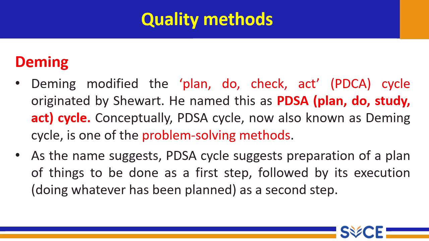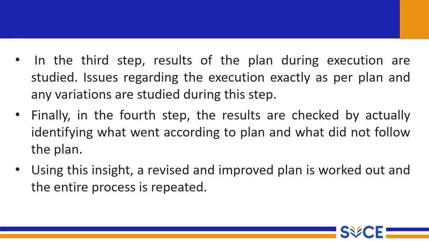As the name suggests, the PDSA cycle suggests the preparation of the plan of things to be done as a first step, followed by its execution, doing whatever has been planned, as a second step. In the third step, the results of the plan during execution are studied. Any variation from the plan is studied during this step. Finally, in the fourth step, the results are checked by identifying what went according to the plan and what did not follow the plan. Using this insight, a revised and improved plan is worked out and the entire process is repeated. So it's a cycle.